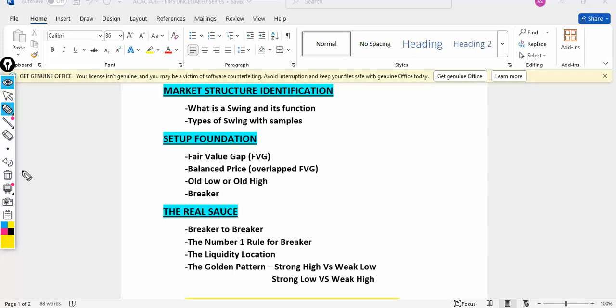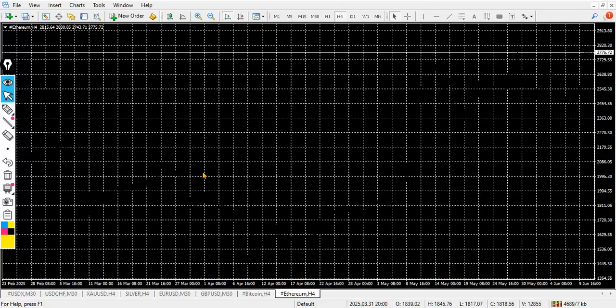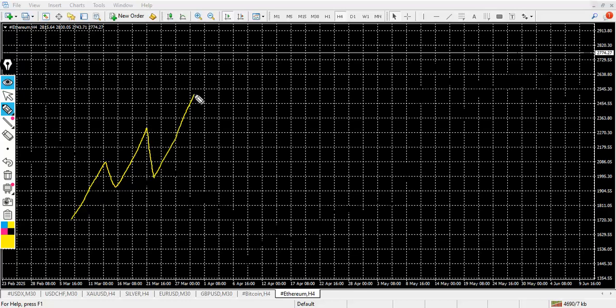If you understand or you watch my videos, the last video that I did on breaker, if you watch it, you will remember I said breaker is a failed order block. When price was going up like this, coming down, going up, coming all the way down, ICT will say that the last bearish candle before this up movement is the order block. So continuously like that.